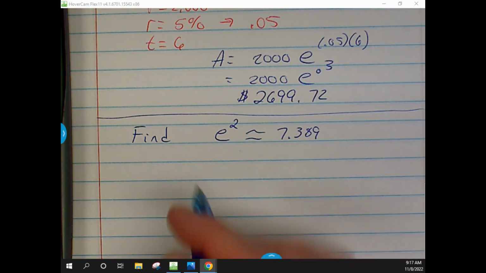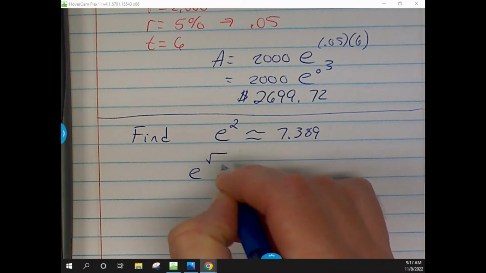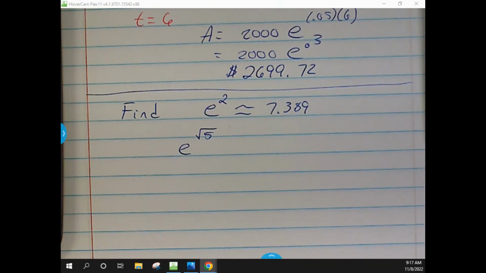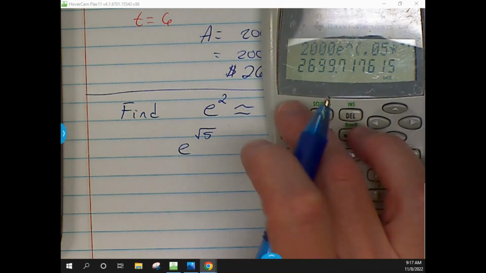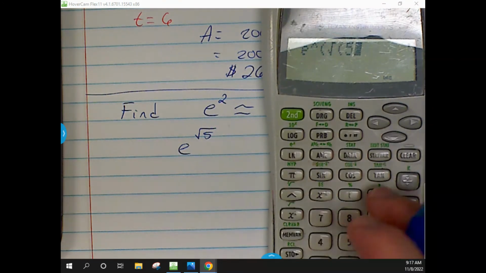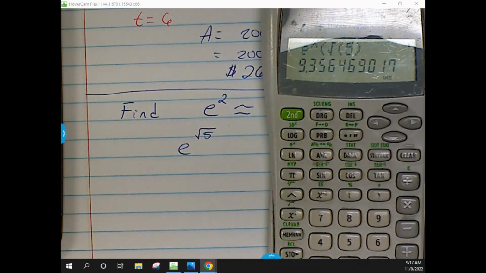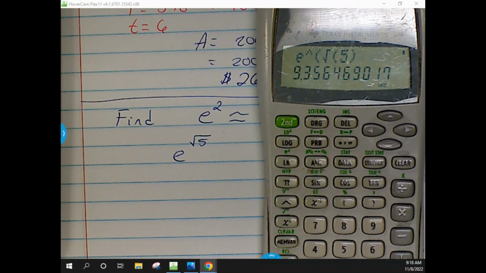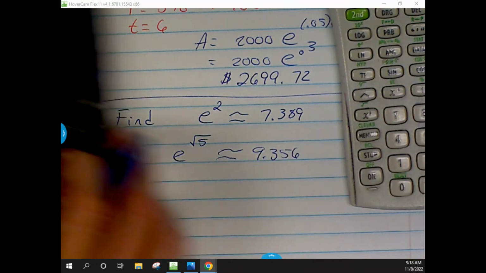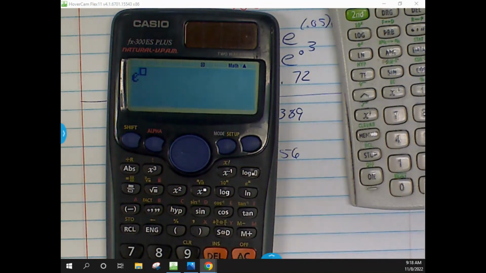It might even be something like e to the square root of 5. You've got to be able to just kind of work with your calculators. So if it's second, e, and then square root of 5, you get 9.356. Mine is this syntax. Again, the Casio works a little bit easier. So square root of 5. There we go. So we get something like that.